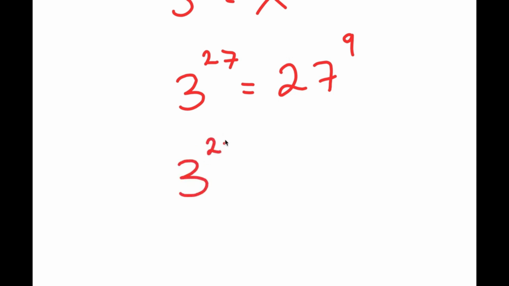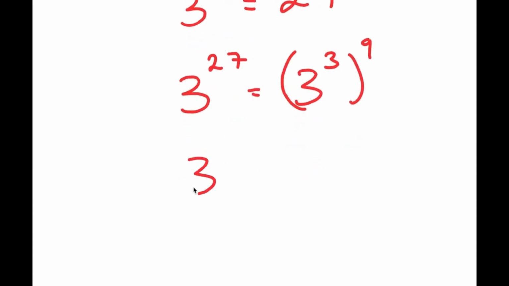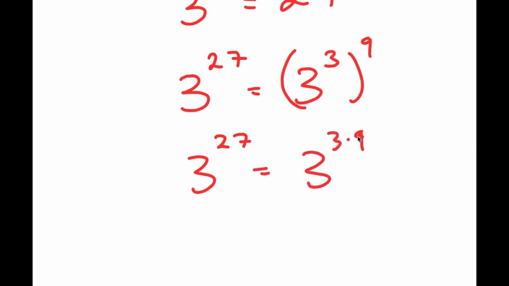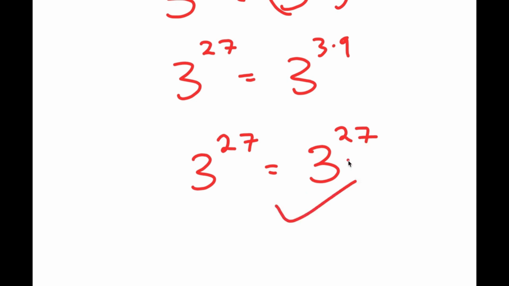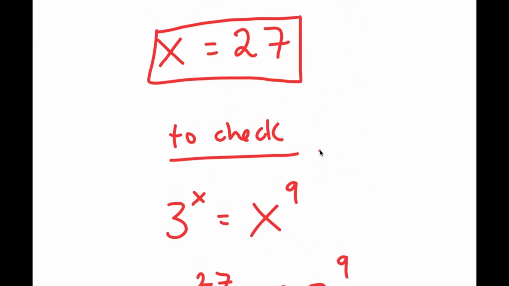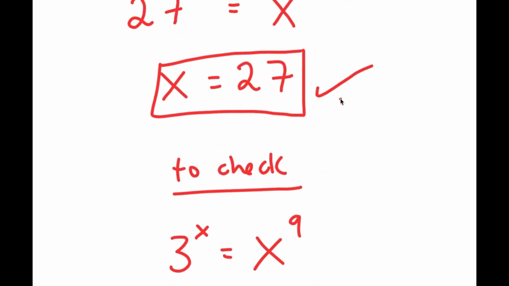So I get 3 to the power of 27 is equal to 3 to the power of 3 to the power of 9, which is equal to 3 to the power of 3 times 9. And 3 times 9 is 27, so I get 3 to the power of 27 is equal to 3 to the power of 27. And this is right, so my solution over here is right as well.